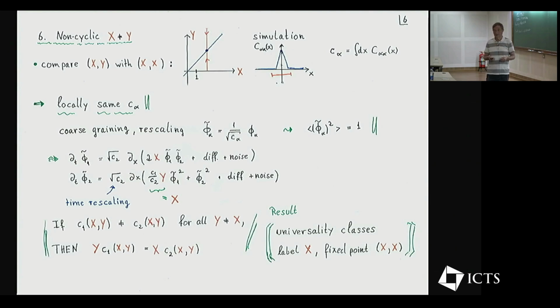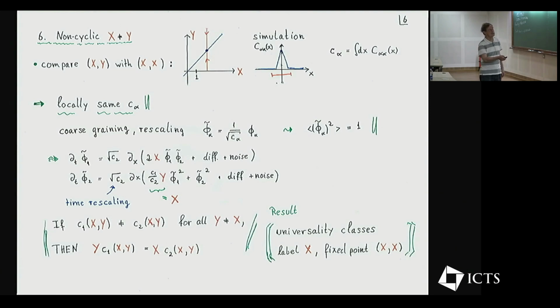If I compared two things which locally have different invariant measures, then of course, it's like comparing apples and pears. So this is a very important thing. Now here it's very easily achieved. I just have to rescale the phi alpha by 1 over square root of alpha, and then you see that the tilde now has variance 1. That's exactly how I can compare it.